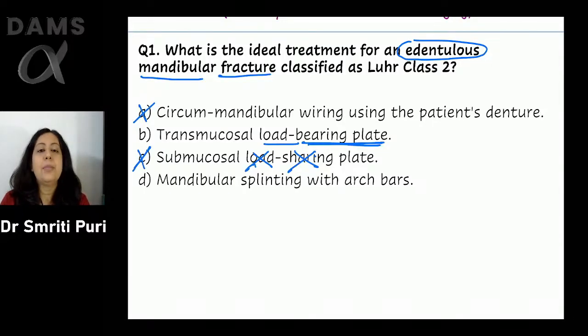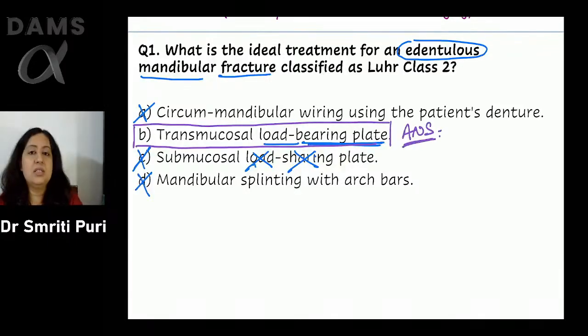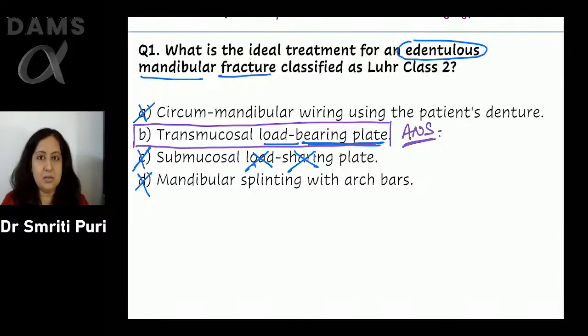Now the next option is mandibular splinting with arch bars. You cannot put an arch bar in an edentulous patient. You need a dentate patient to put an arch bar. So obviously this is not possible. So the transmucosal load bearing plate is the correct answer.